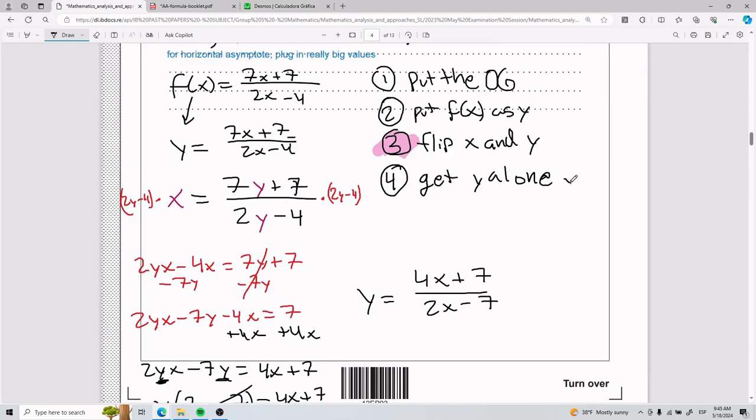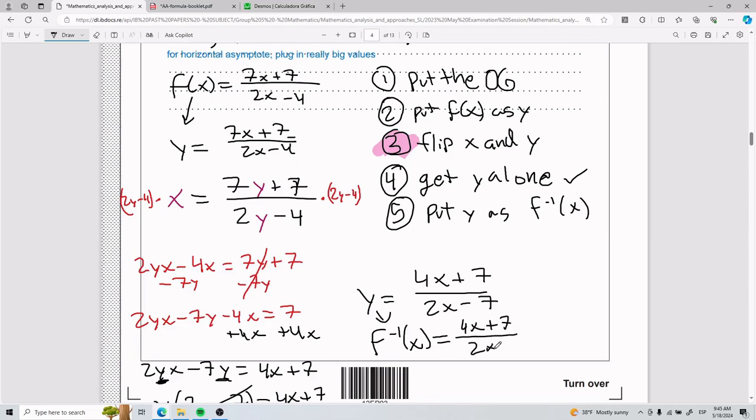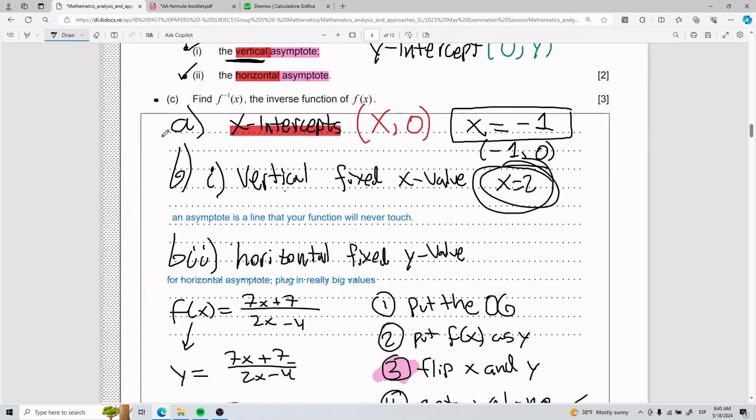And so now that you got y alone, your last step, just to be very organized, is put the inverse, or put y, sorry, put this new y as the inverse, see? And so this is just to be very rigorous in your approach. So you're just going to change the symbol here. So your inverse function is going to be this, see? And that is for part C, right?